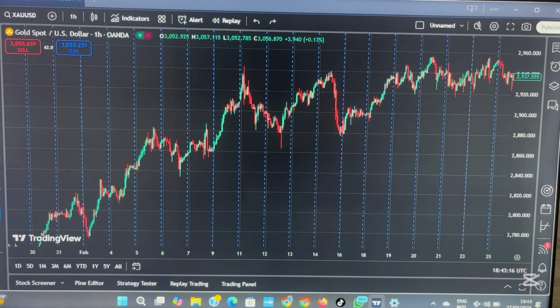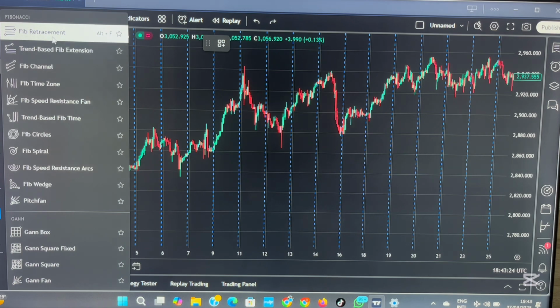This is where you can find your Fibonacci retracement tool. You can find it here. This is your Fibonacci retracement. You click on it.